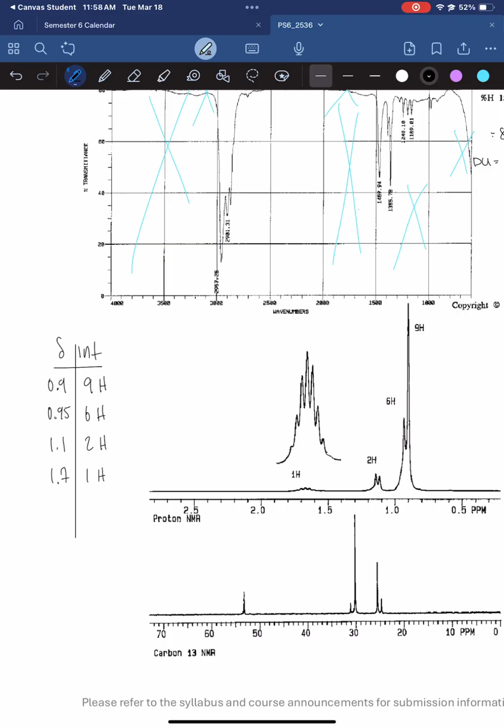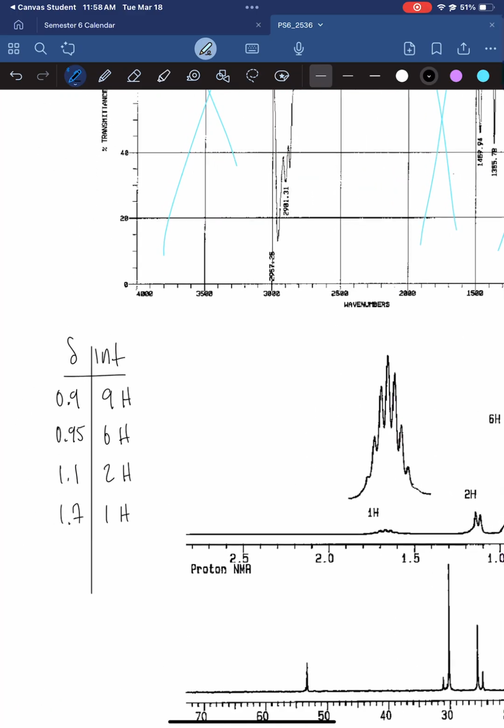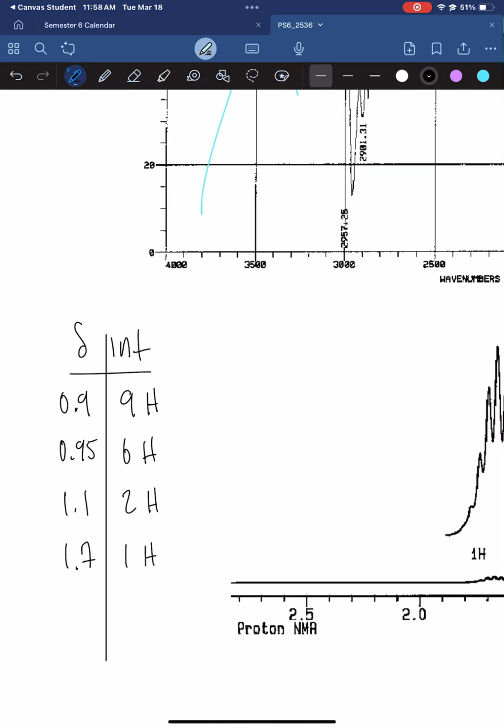Let's add up the number of hydrogens. Do they add up to the number of hydrogens in our formula? And I get a total of 18. And remember, we have C8H18. So that makes sense. Now let's propose some structures. As I said before, whenever you see 9 hydrogens at around 0.9, it is highly likely that these are going to be methyl groups. The 6 hydrogens here, it is highly likely that these are going to be 2 methyl groups. For anything that has 2 hydrogens, it's likely to be a mid-piece CH2. For 1 hydrogen, it's going to be CH.